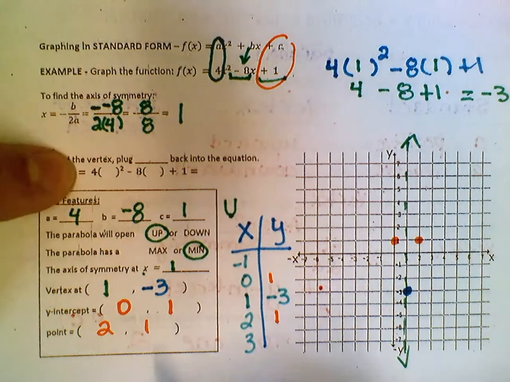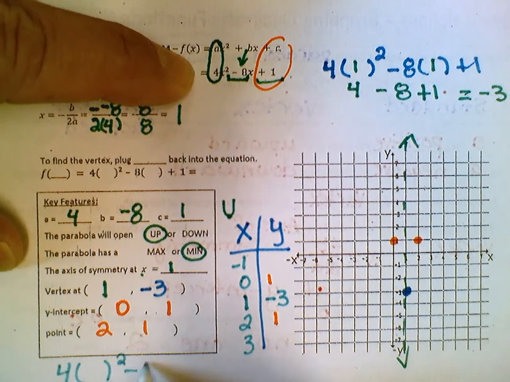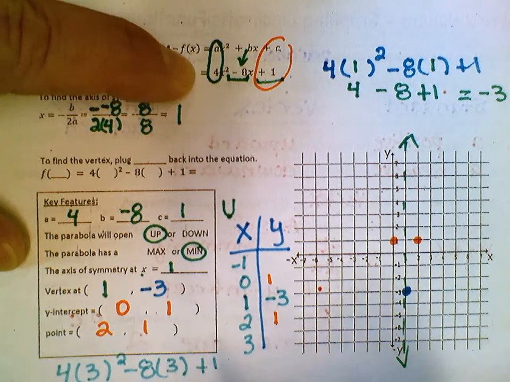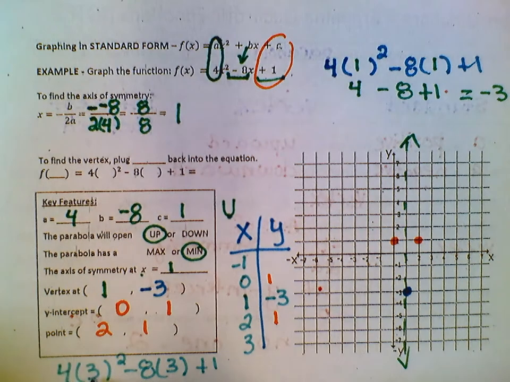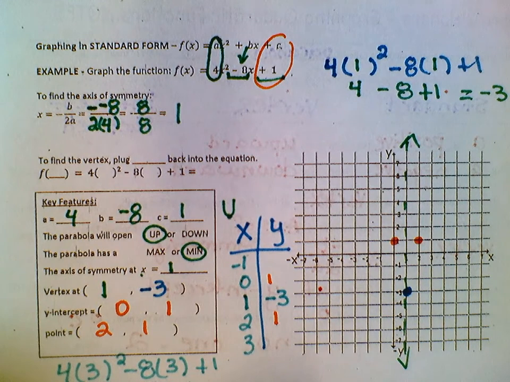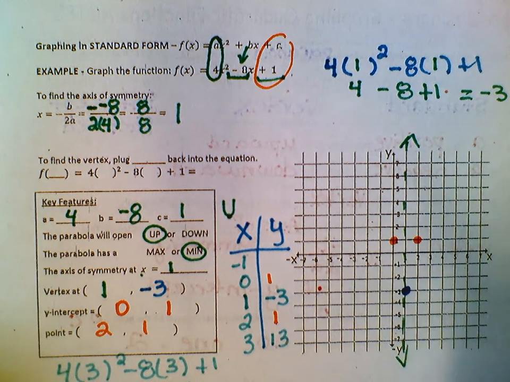So if I substitute 3 into my equation up here, I have 4 times x squared minus 8 times x plus 1. I'm going to plug in 3 this time. So 3 times 3 is 9, and 9 times 4 is 36. 3 times 8 is 24, plus 1. So 36 minus 24 is 12, plus 1 is 13. And I'm going to see that that does not fit on my graph.